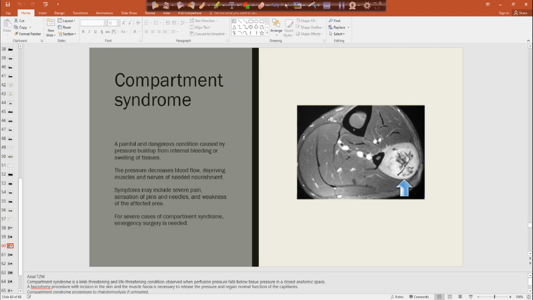Symptoms include severe pain, numbness, weakness, maybe the pins and needles feeling. So sometimes emergency surgery is needed to drain that area of that blood or excise that area.